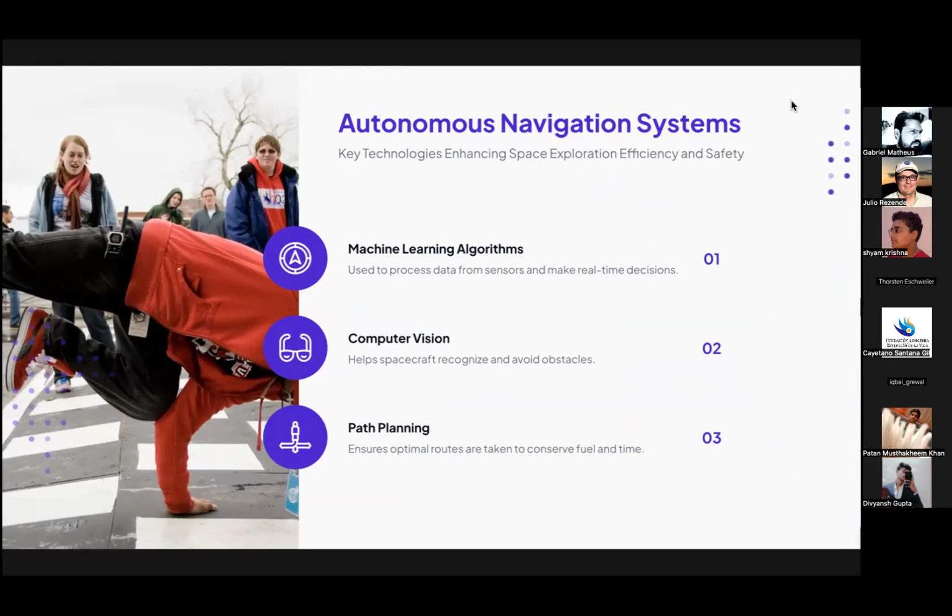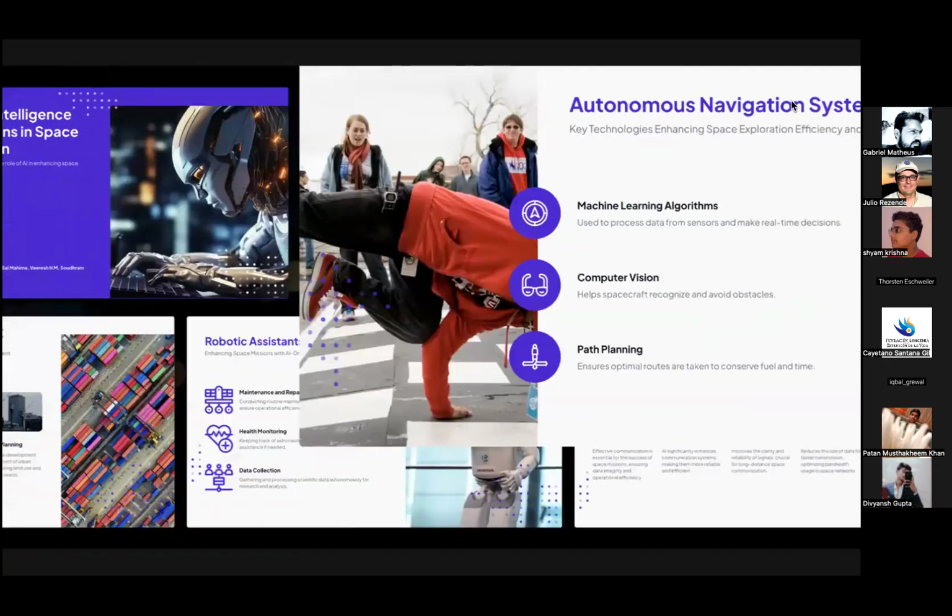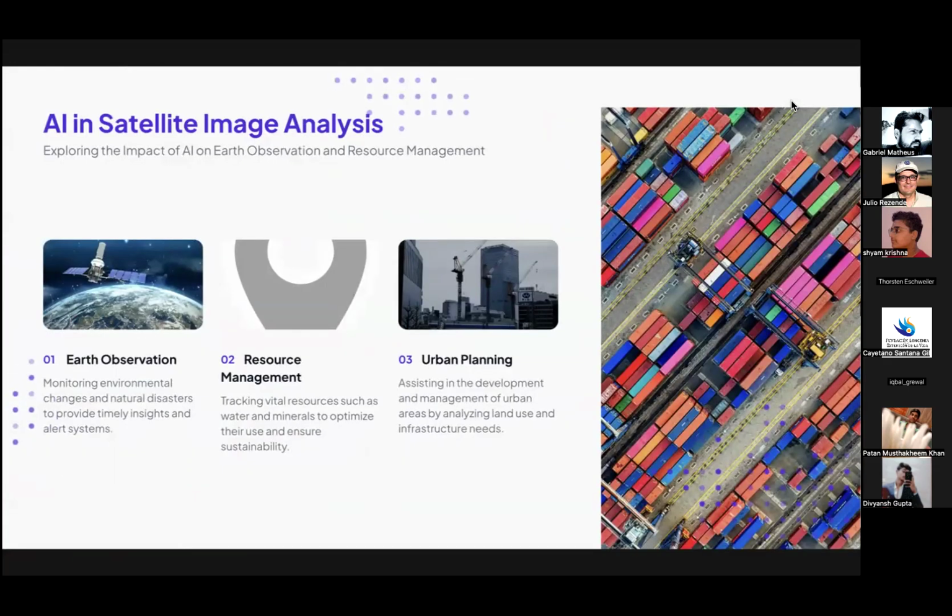For example, in our daily life, there are many things that use artificial intelligence and machine learning. Some of them are image sensing, or we can use the OpenCV computer vision packages, where we can determine what type of object we are holding or any other. Going to the next slide, how we can use artificial intelligence in satellite image analysis, exploring the impact of AI on Earth observation and resource management.